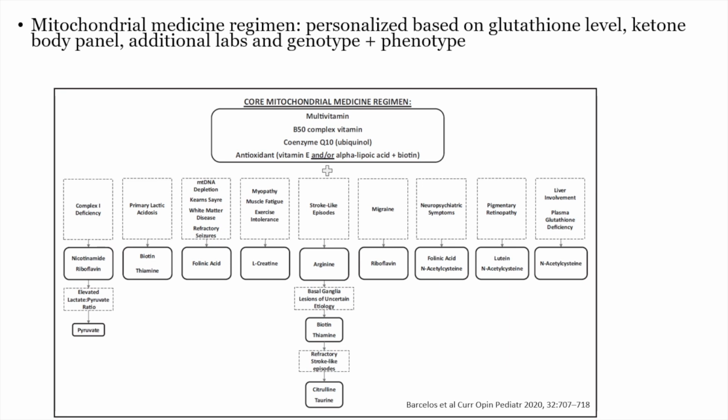So we use a core medicine regimen: a multivitamin, a B complex, coenzyme Q10, and some antioxidants for that reactive oxygen species, the ROS, that I showed you in one of the earlier slides. But if somebody has complex 1 deficiency, we use some niacin and riboflavin. If somebody has lactic acidosis, we use biotin and thiamine. If somebody has mitochondrial depletion or Kearns-Sayre white matter disease, we add folinic acid. So you can kind of see how we personalize it.